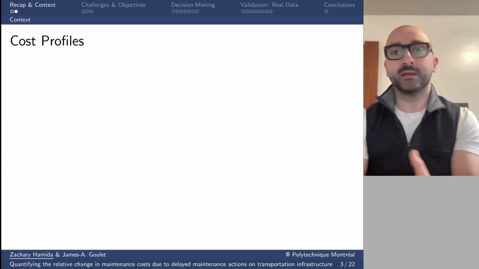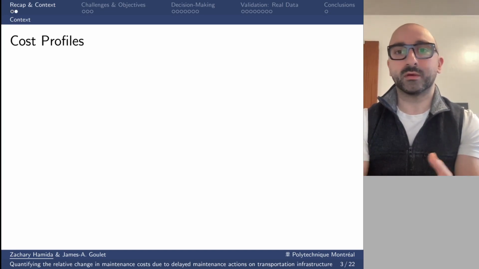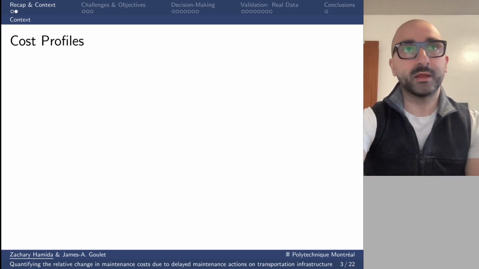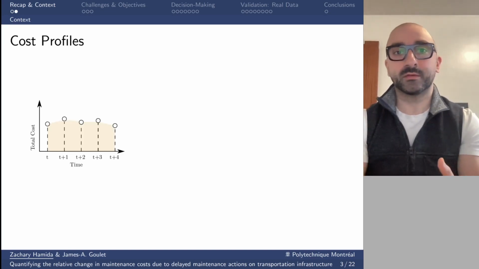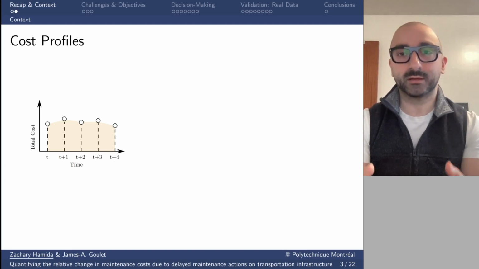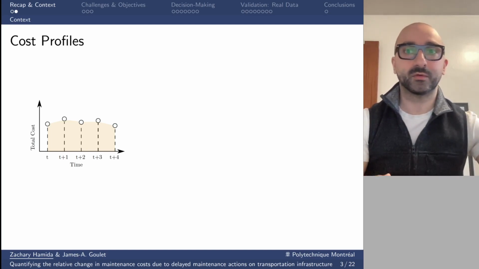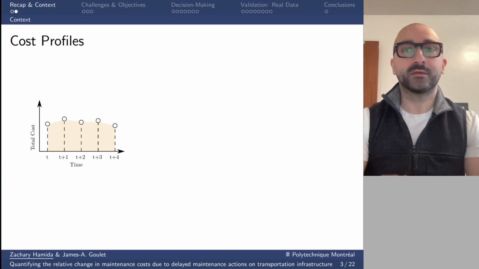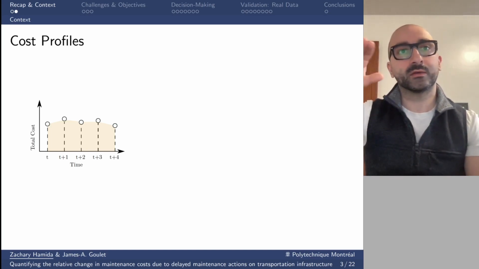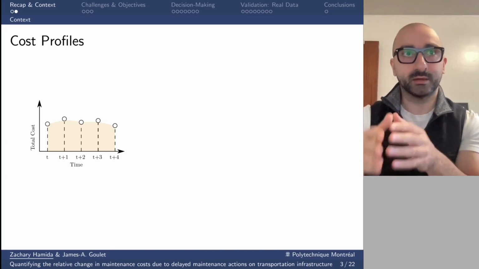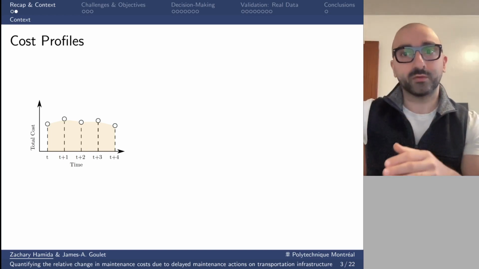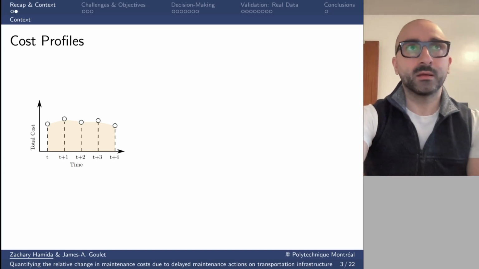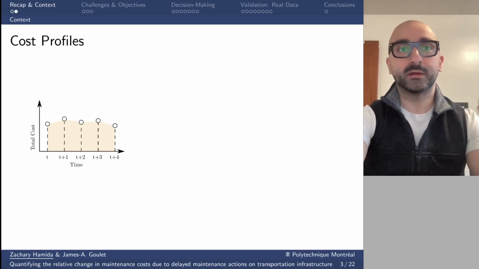Now, why do we need to plan maintenance on transportation infrastructure? Why don't we just maintain all the time? Well, the main reason is really the costs. In general, if we maintain all the time that a structural component on any bridge needs maintenance, then we would have an elevated cost profile over time. So it's not only about the current moment, but also over time, up to time t in the future. So this is if we maintain all the time.